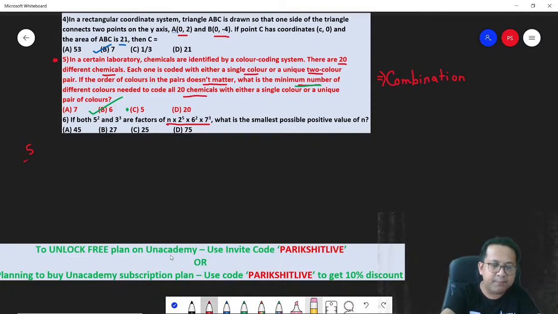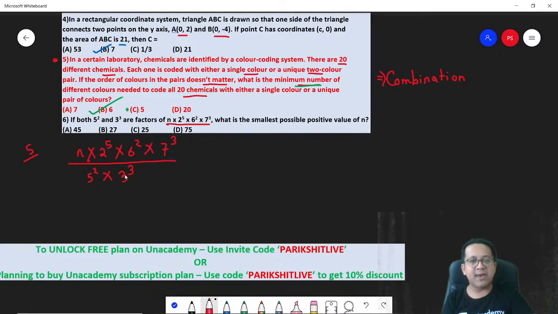Now, the moment you understand that learning, what do you have? In our case, the number is n into 2 to the power 5 into 6 square into 7 cube. And they say 5 square and 3 cube are factors, meaning it would be perfectly divisible. There would be absolutely no remainders.